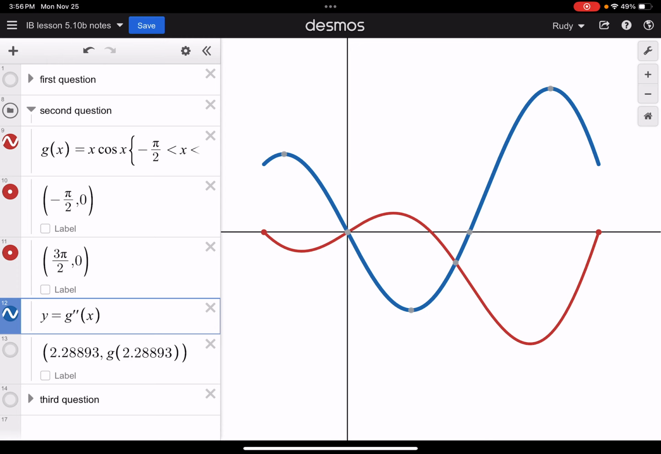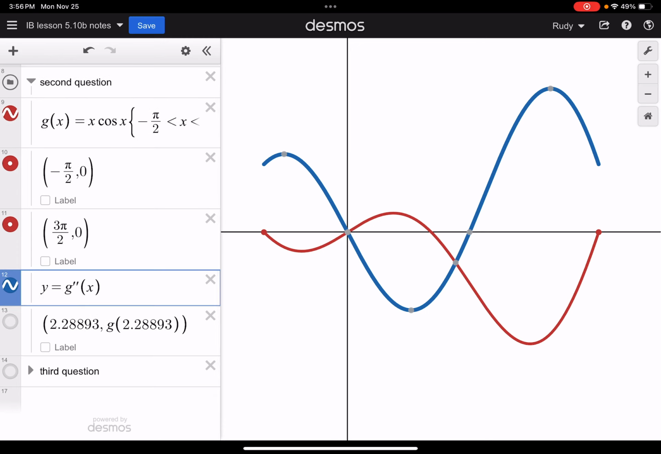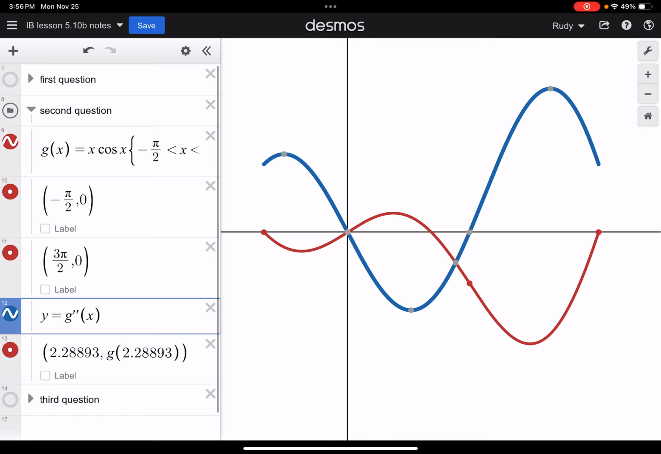Oh, there it is. There it is right there, right? So I put 2.2893 into my original function, and I get about negative 1.51 out. I always knew there was an inflection point around there. Now I can see where it is to a great degree of accuracy.